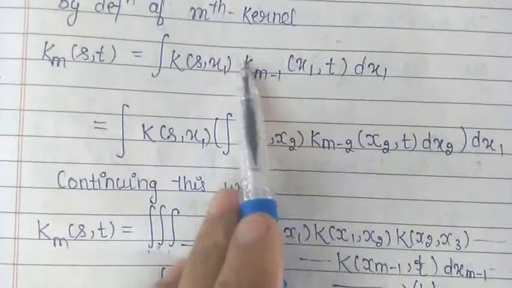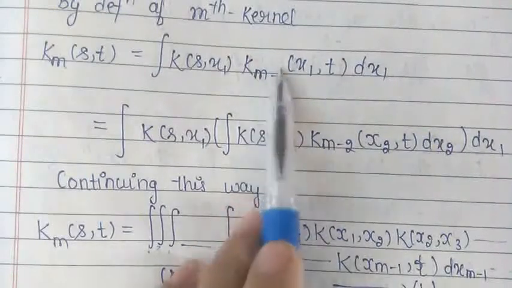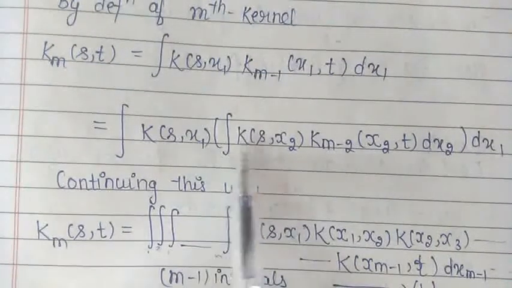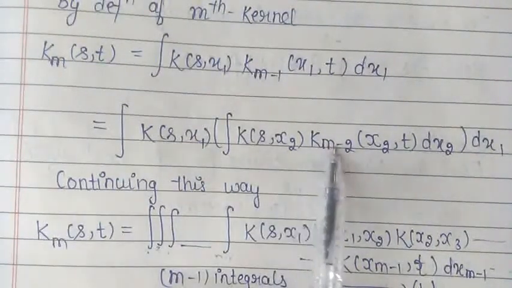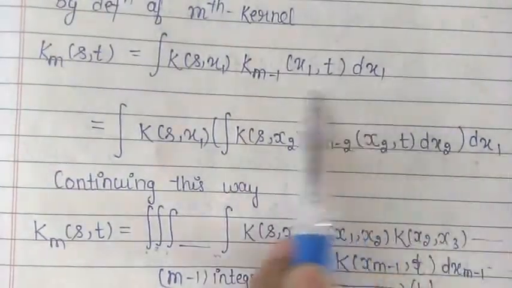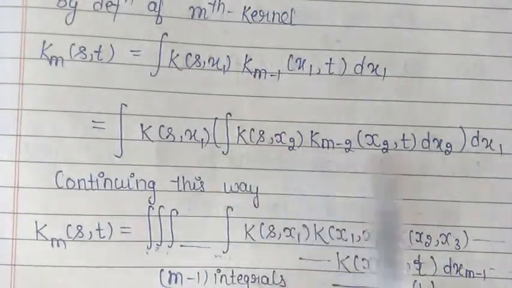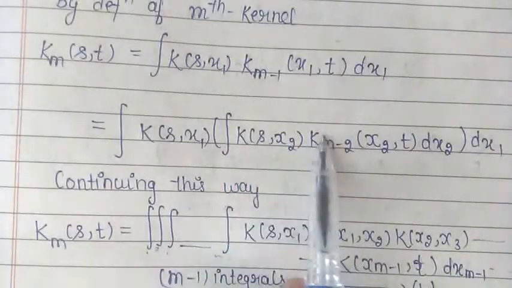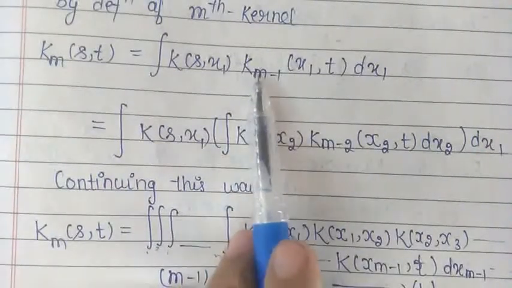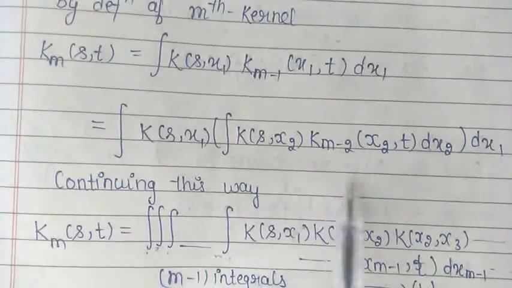Now again here we can use the definition of the (m minus 1)th iterative kernel. So you put the value of the (m minus 1)th iterative kernel here, which is the integral of K(s,x2) K_{m-2}(x2,t) dx2. This is the value of the (m minus 1)th iterative kernel by definition. If we continue like this, in the first step we substituted the value of K_{m-1}, we get K_{m-2}. Then we put the value of K_{m-2} and so on.